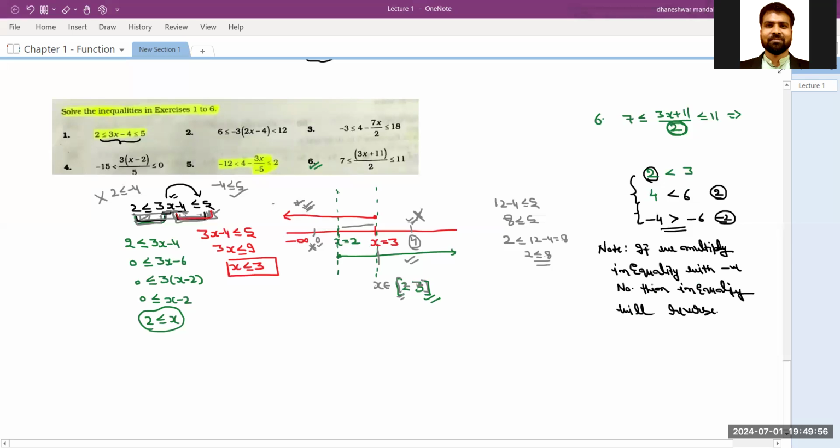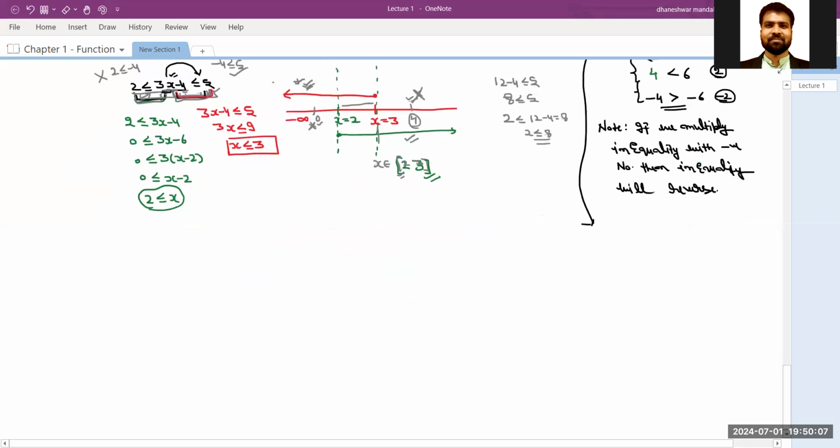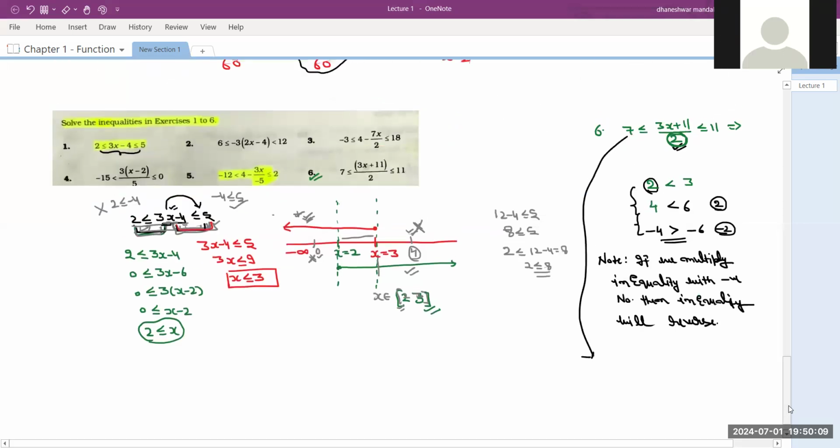Is this clear to everyone? So here we have some positive number. If I multiply this whole expression with some positive number, then the inequality will not change because the positive sign is there. So see, here we get 14. If I multiply with 2, here we have 3x plus 11. And here we have 22.